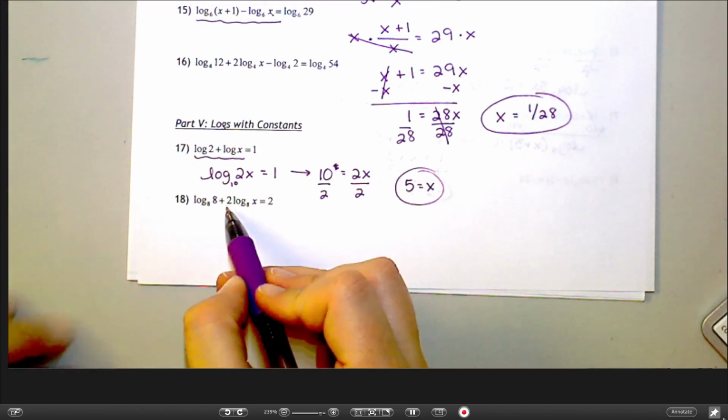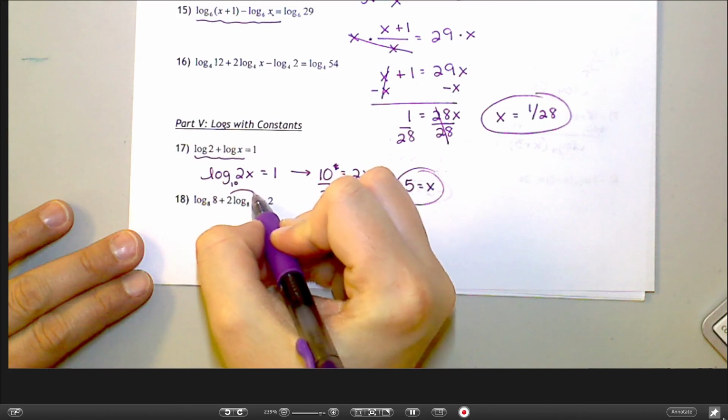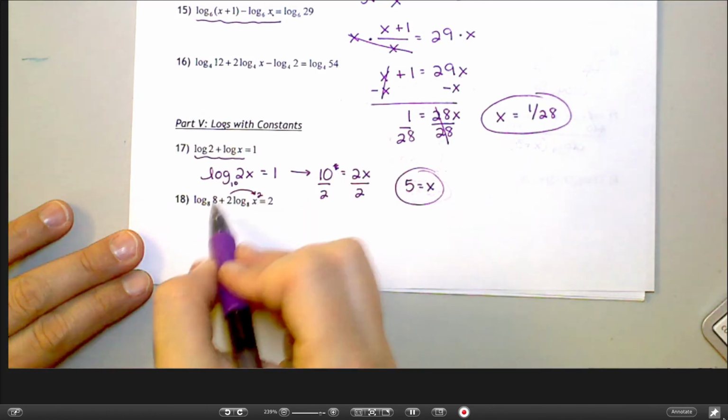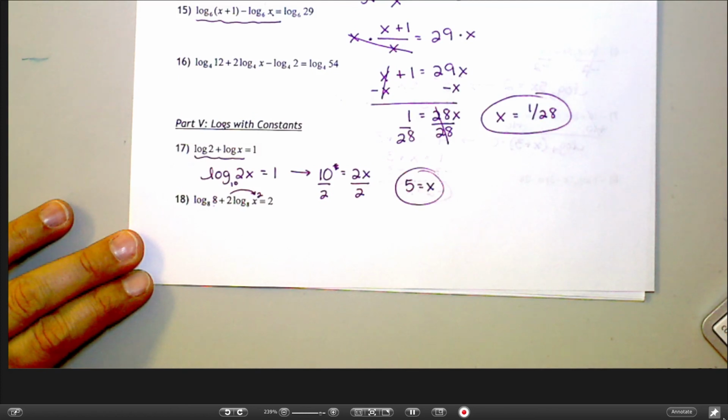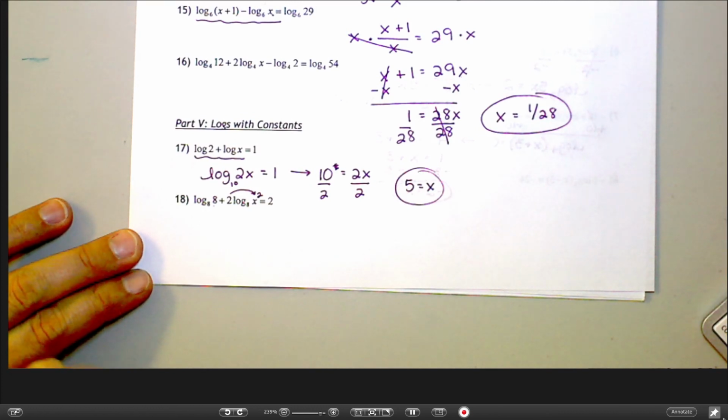How would you combine the log of 18? I would put a 2 up here as an exponent to make that x squared. And then this would become 8 times x squared. So you have log base 8 of 8x squared equals 2. And then try writing it as a power. Okay? I think you can do that.